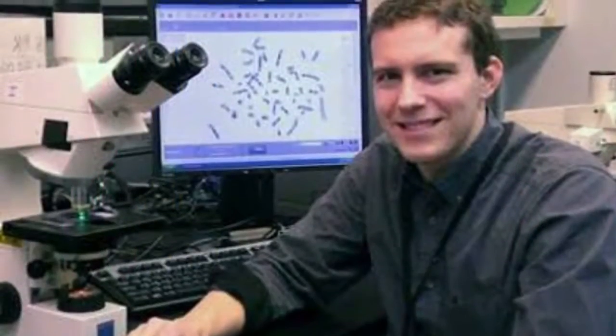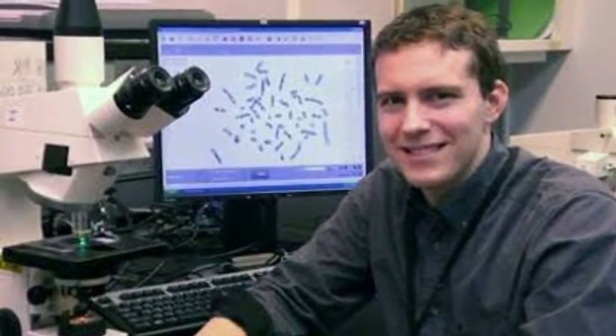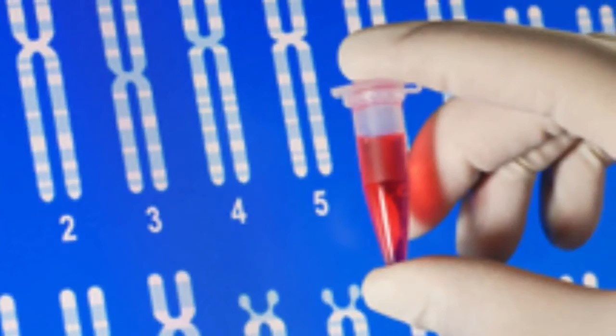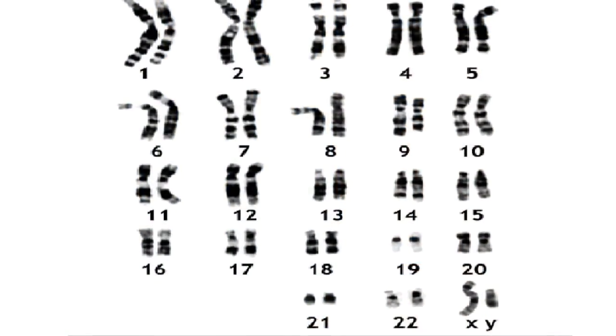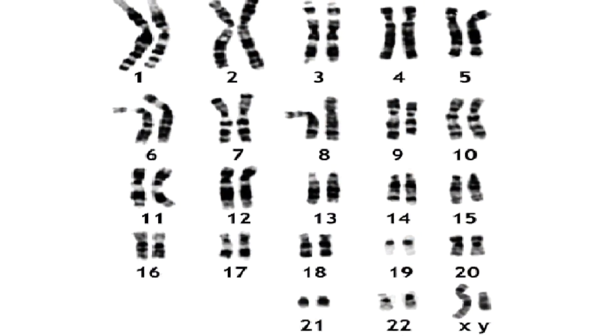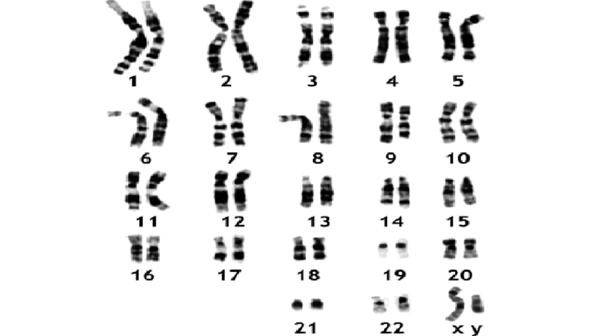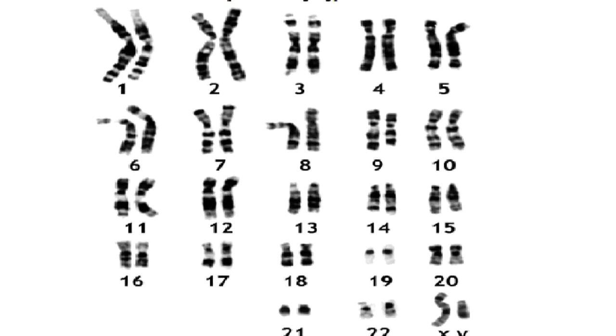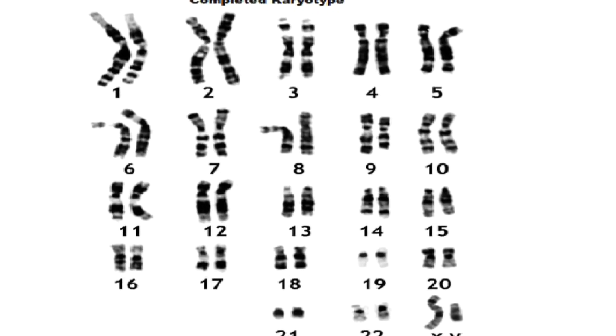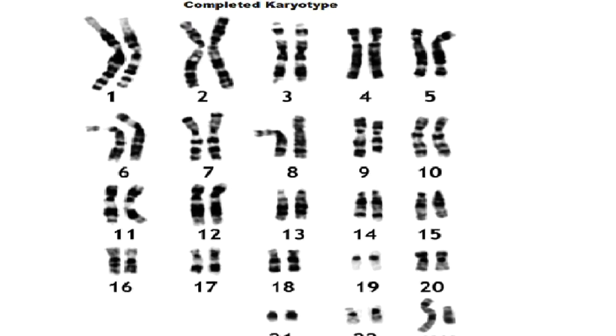A trained cytogeneticist can look for missing or extra pieces of chromosome. Chromosomes are arranged in pairs, from largest to smallest. This arrangement helps scientists quickly identify chromosomal alterations that may result in a genetic disorder.